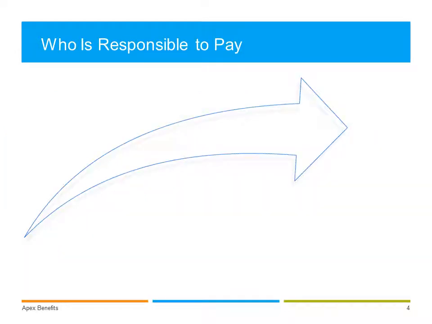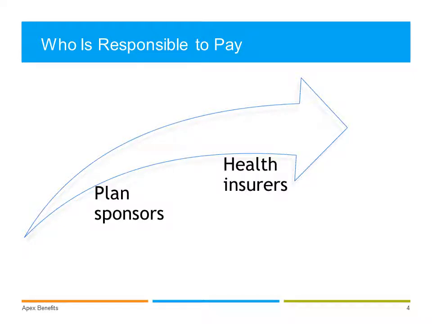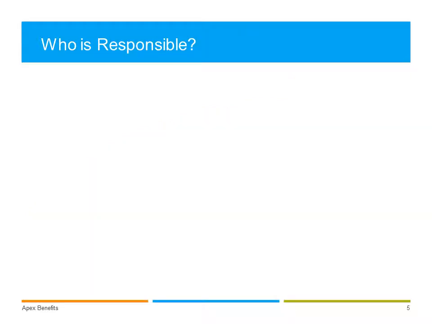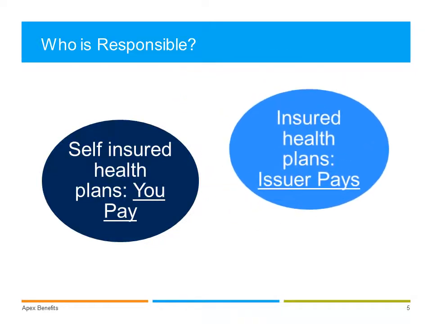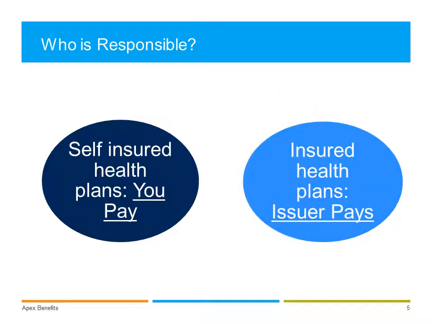Who's responsible to pay PCORI? First of all, plan sponsors and health insurers. Who else is responsible? Well, if you have a self-insured plan, you are the carrier, of course, and you will pay. And for those of you that purchase fully insured coverage from a carrier, your health insurance issuer will pay the PCORI fee on your behalf. Now, obviously, you will pay it ultimately in the form of administrative fees that will be passed down through the carrier to your bottom line.